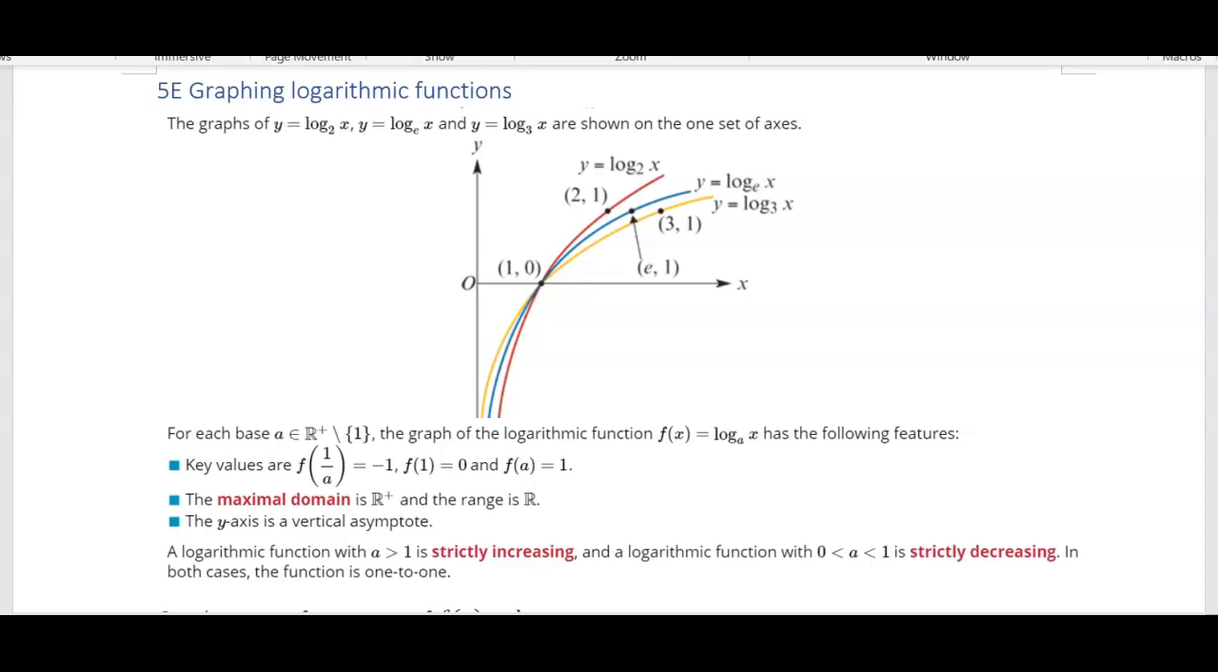Hi everyone, in this video we're going to go through the notes for 5E, graphing logarithmic functions. So we've already looked at exponential functions, and log functions are basically the inverse of that.